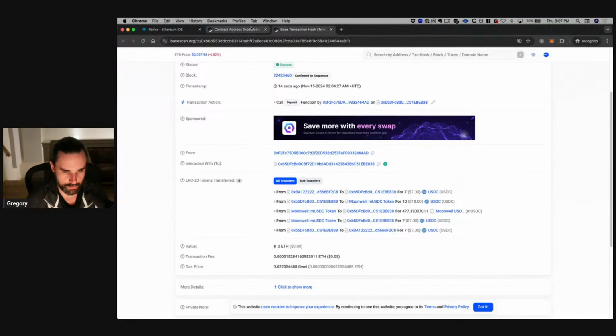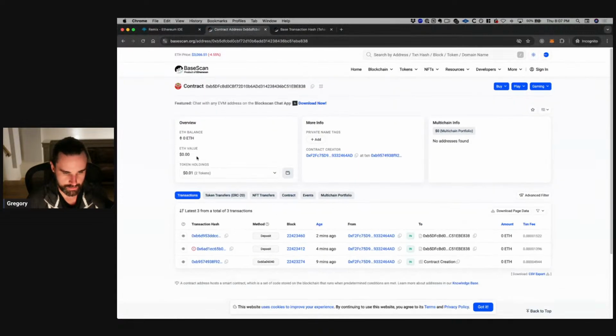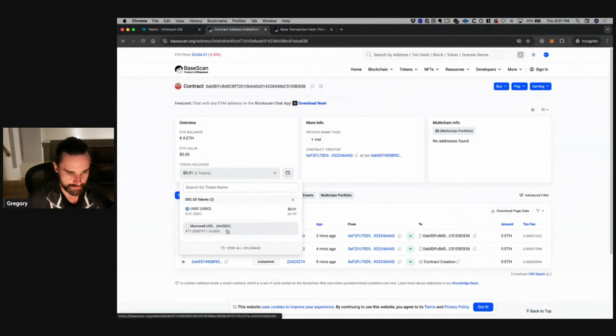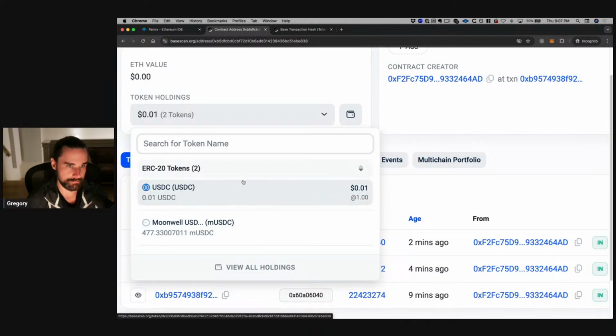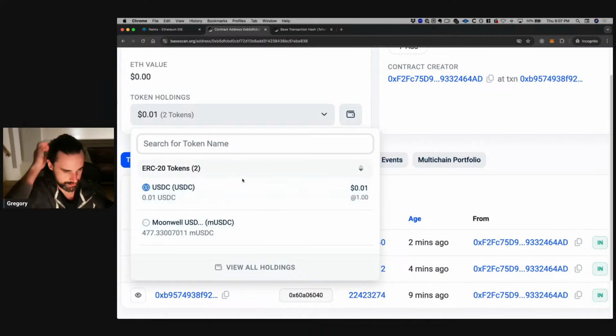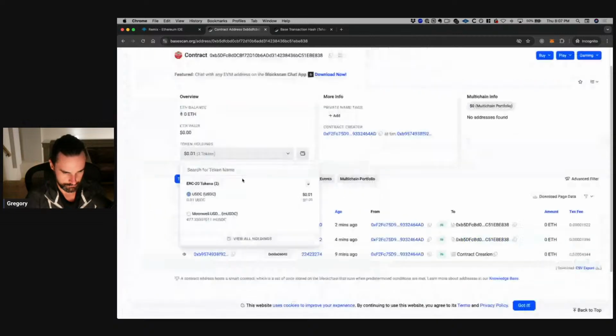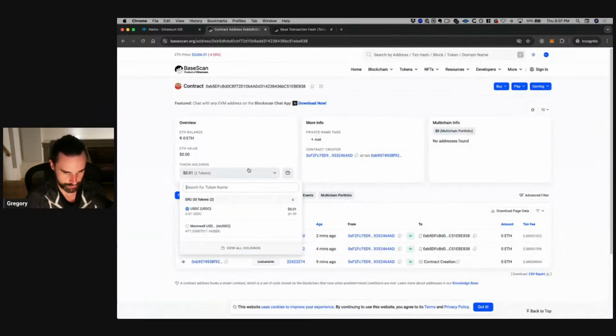Also, really quickly, if I go back to my contract, you can see that I've got the Moonwell USDC inside of here. That's basically the token that Moonwell gave me to say, hey, we owe you a certain amount of USDC. And then I've also got the dust, 1 cent of USDC that never left my wallet, inside the contract. So you can see it worked.